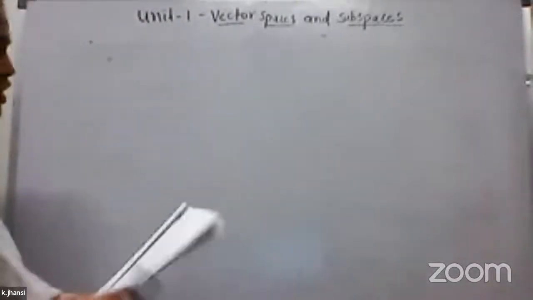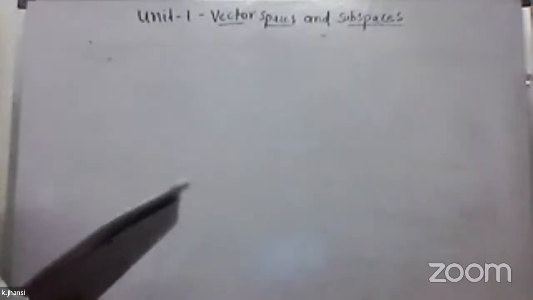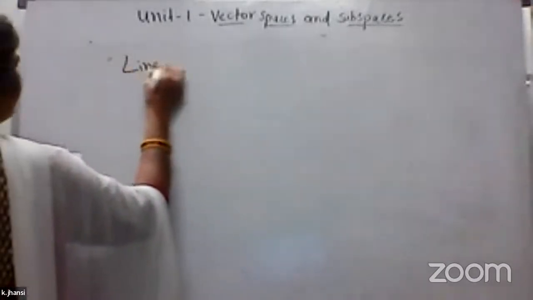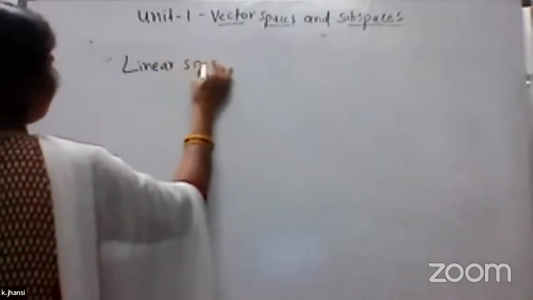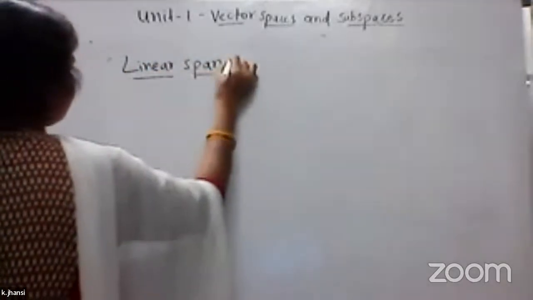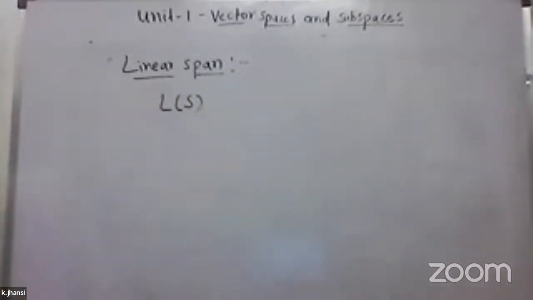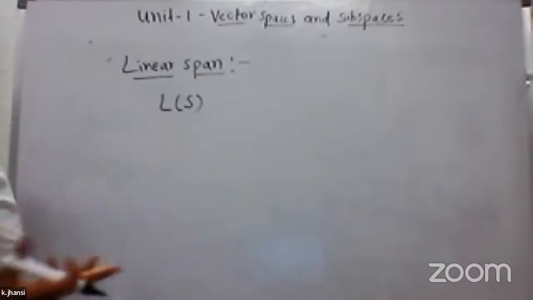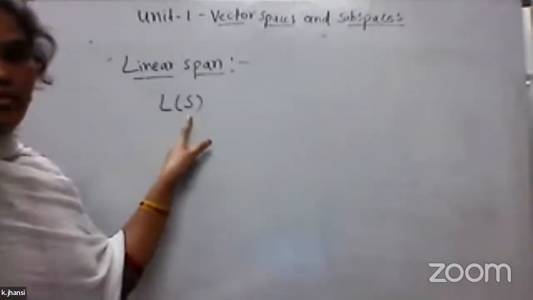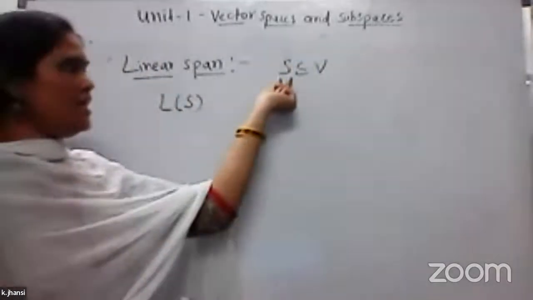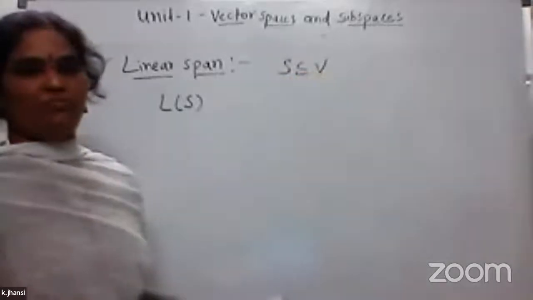Okay. Now that you know the linear combination, next is the linear span. We represent the linear span as L of S. L of S is called the linear span of S. Here S is a set. S is a subset of or equal to V. So S is any set which is a subset of or equal to V.